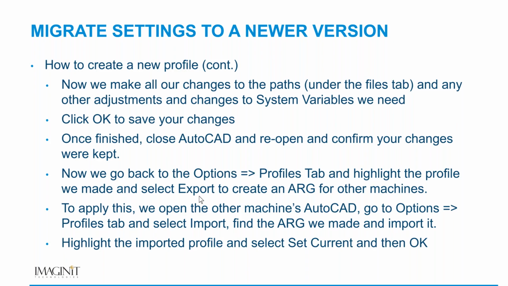We select Export to create an ARG for other machines. To apply this, we open up the other machine's AutoCAD. We go into Options, Profiles tab. We select Import. We select the ARG we just made. We import it. We highlight the imported profile, set current, and hit OK. Close, reopen, make sure everything's there.